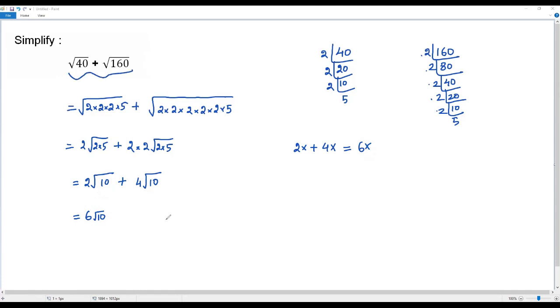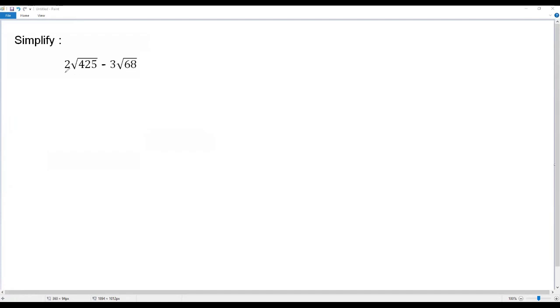Let's look at the next problem. Here, to simplify this expression, as we have done in the previous one, let's decompose this number 425 into its prime factors. Let me write it over here. Since this number ends with the digit 5, it can be divided by 5. Let me do it. And 4 is smaller than 5, so we cannot divide this 4 by 5. Let's consider the number formed by the first two digits, that is 42.